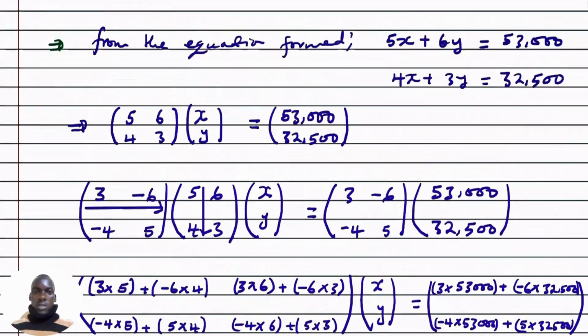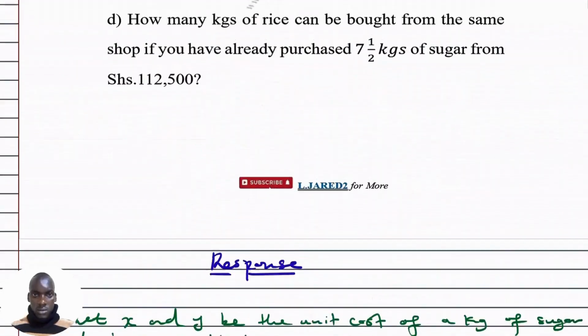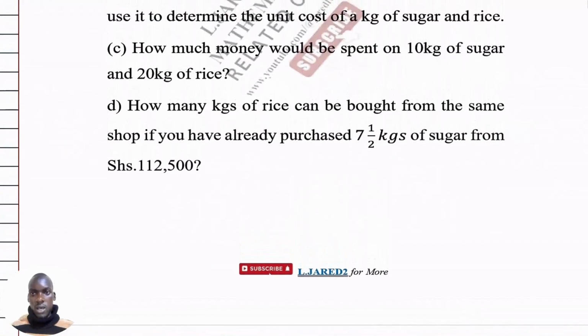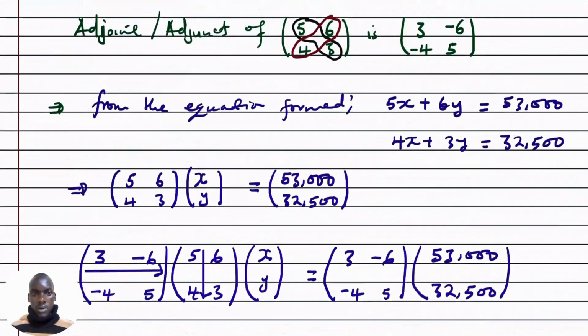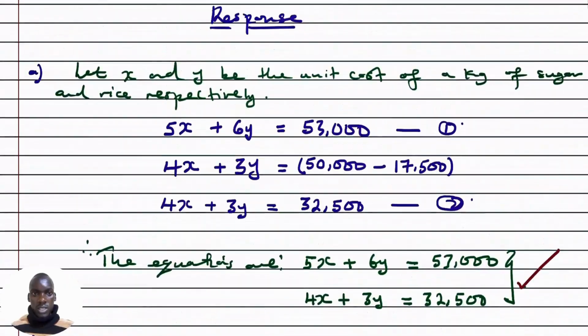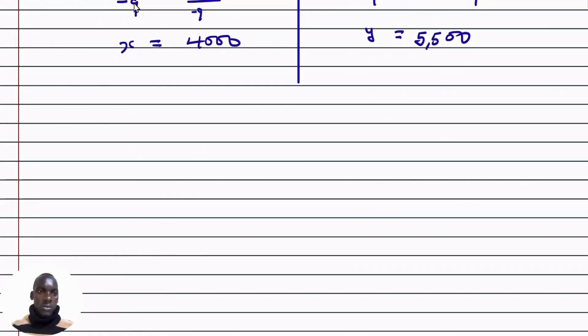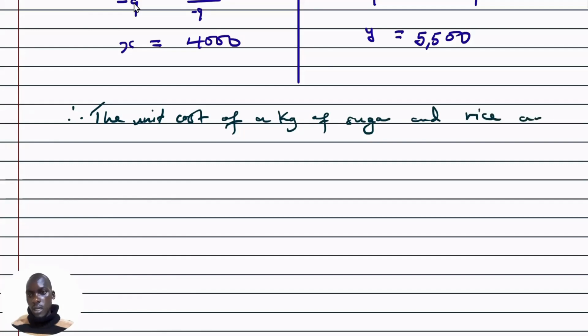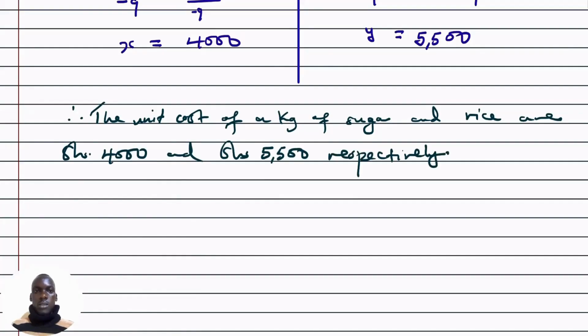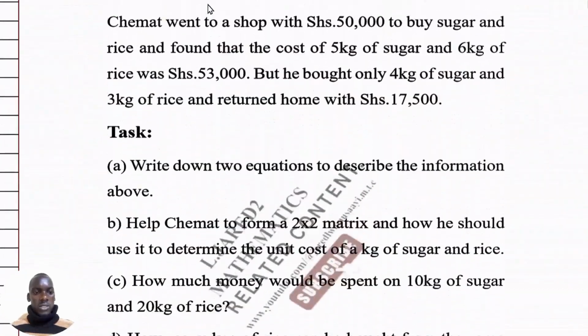So having got the variables, remember they told us to get the unit cost of a kilogram of sugar and rice. And according to the way we let x be the unit cost of sugar, as we are concluding, this is what we are going to say: that therefore the unit cost of a kilogram of sugar and rice are shillings 4,000 and shillings 5,500 respectively. So now this becomes our correct answer for part B. We can now proceed to part C.